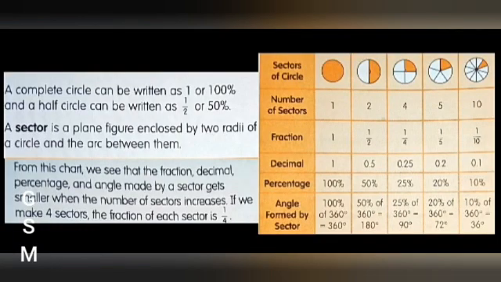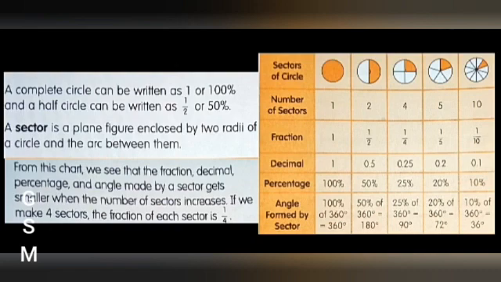A complete circle can be written as 1 or 100% and a half circle can be written as 1 by 2 or 50%. A sector is a plane figure enclosed by two radii of a circle and the arc between them. From this chart, we see that the fraction, decimal, percentage and angle made by a sector gets smaller when the number of sectors increases.